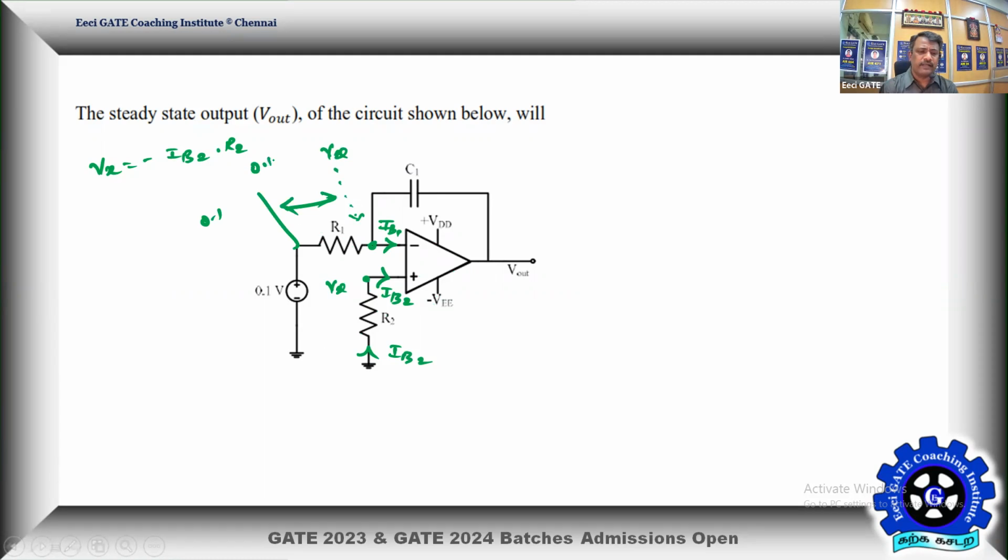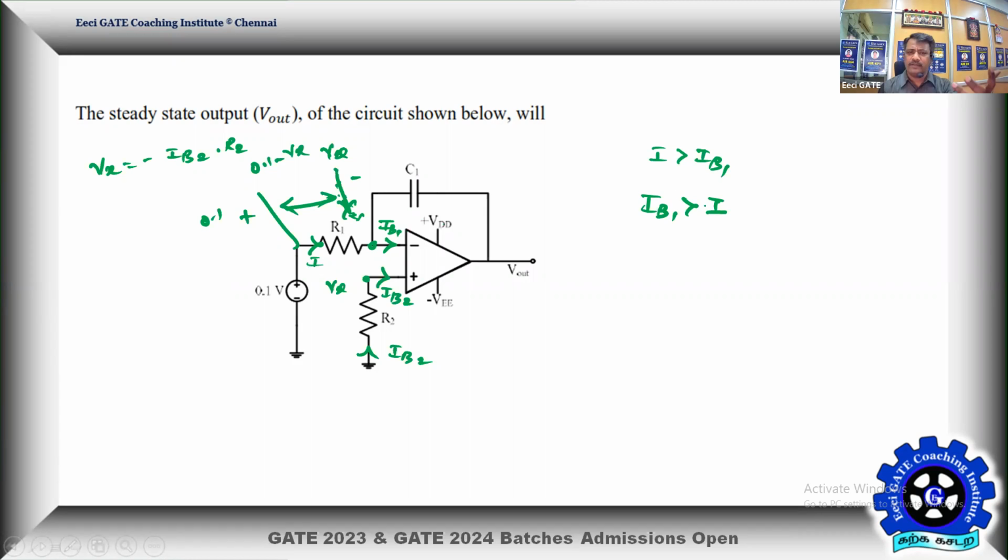So this is going to be the potential. It is 0.1 minus what? Vx. Vx is negative. So there is no virtual ground here now. So this is positive, so the current is still in this direction. That current is going to be (0.1 minus Vx) divided by R1, and there is a current IB1. So this current is I and this current is IB1, and not sure whether I is greater than IB1 or IB1 is greater than I.